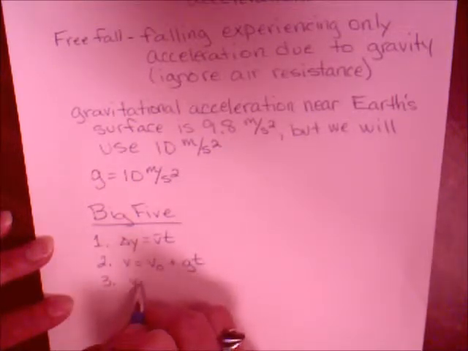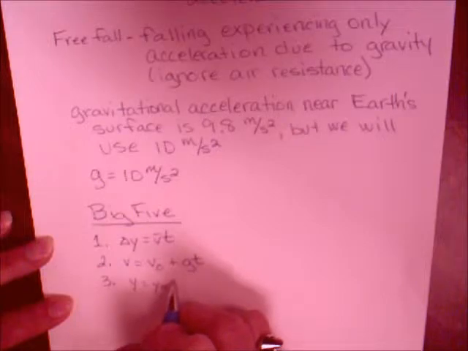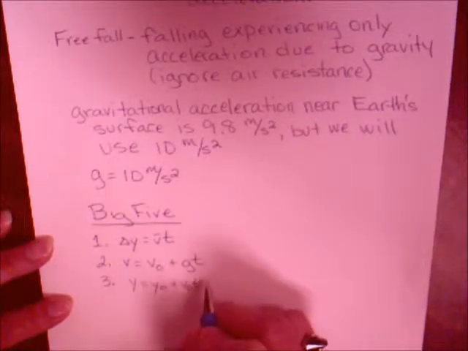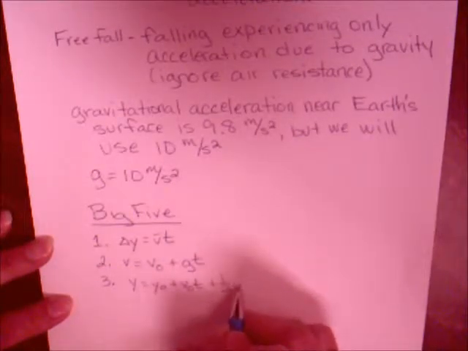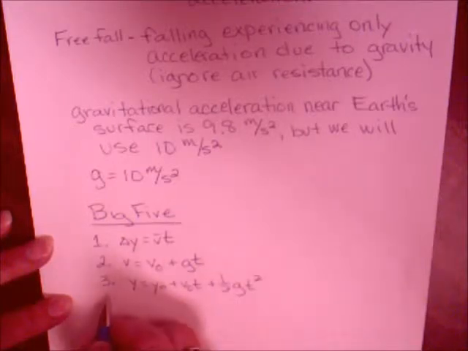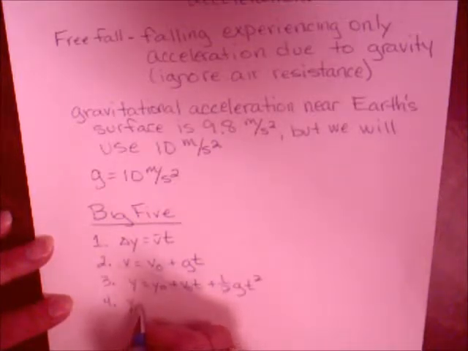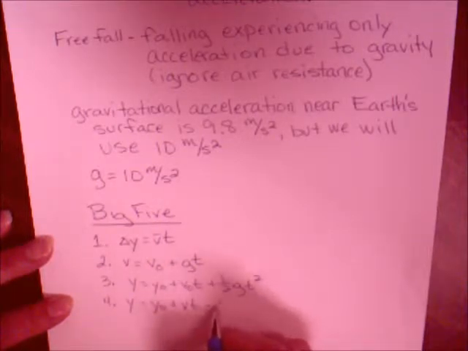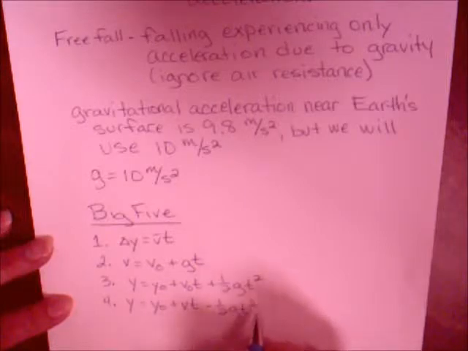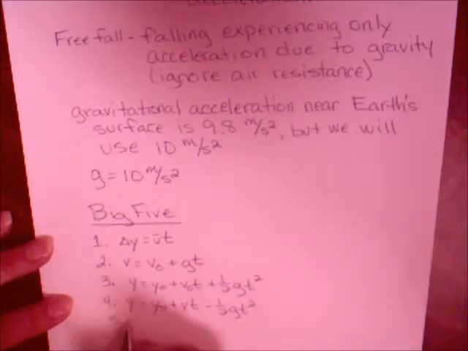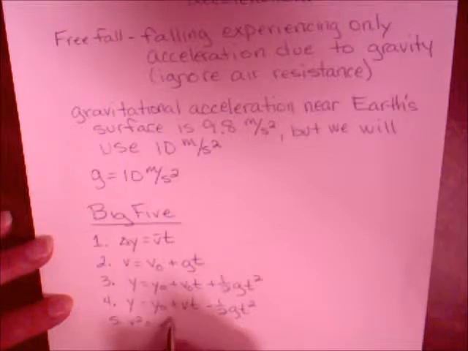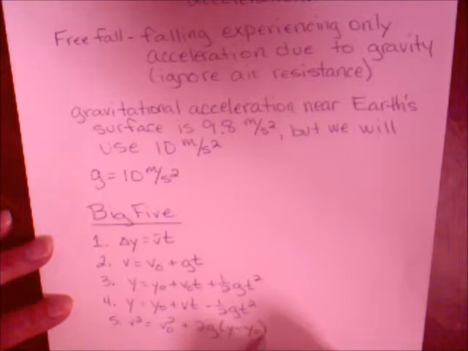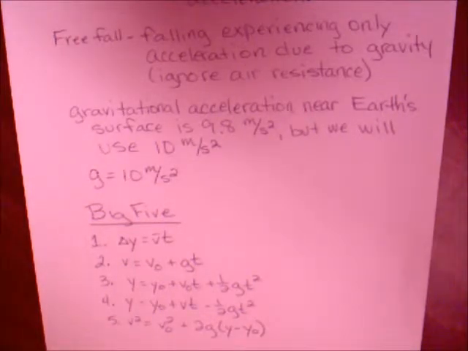Number 3, the x changes to the y's: y equals y naught plus v naught t plus 1/2 gt squared. I always forget that a changes to a g. Number 4, y equals y naught plus vt minus 1/2 gt squared. And number 5, v squared equals v naught squared plus 2g times y minus y naught. So the x has changed to y's, the a has changed to g's.